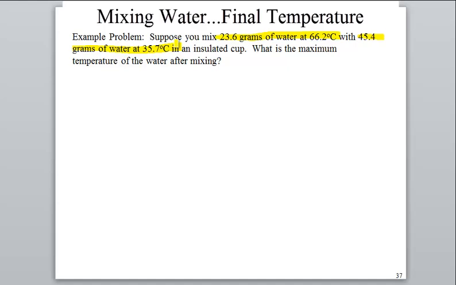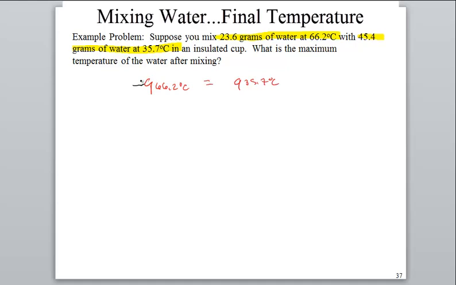This is a Q problem. The Q of the water at 66.2 degrees Celsius and the Q of the water at 35.7 degrees Celsius. One's losing, one's gaining. So if we set up an equation, it doesn't really matter what sign you put the negative side on, but one of them is losing and one is gaining. And our ultimate goal is to figure out that T final. That T final should be the same on both sides.